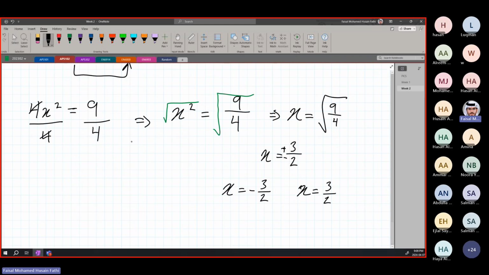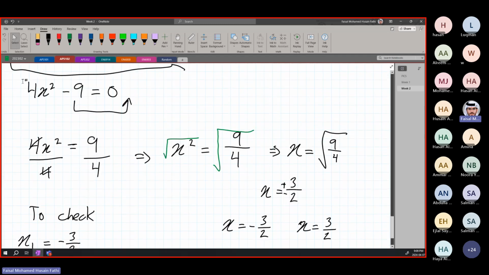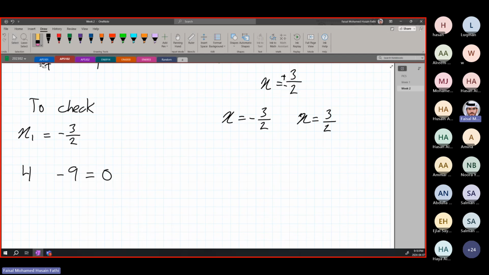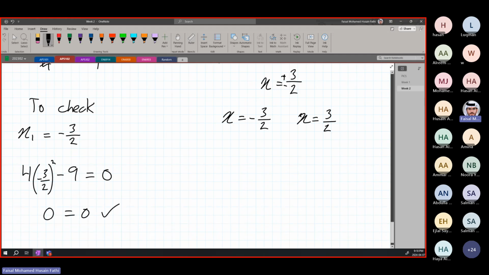You put it to check. And this is the case for any quadratic equation. We will plug it in. So for x1, which is minus 3 over 2, we're just going to plug it back into this equation. So instead of x squared, we're going to write minus 3 over 2 squared. And then you will notice that it's going to give you 0 equals 0, which is correct.